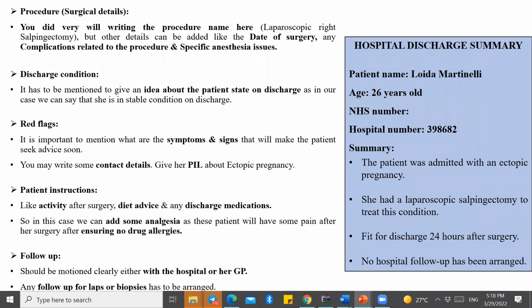So regarding the procedure, the name of the procedure and the date, and if there is any complication, the discharge condition, the patient is stable, and the red flags that the patient has to be told during discharge, when the patient has to come back. Again, any post-operative patient, please remember, any operative case, don't forget the red flags. Then any instructions regarding the activity and the treatment, then the follow-up.